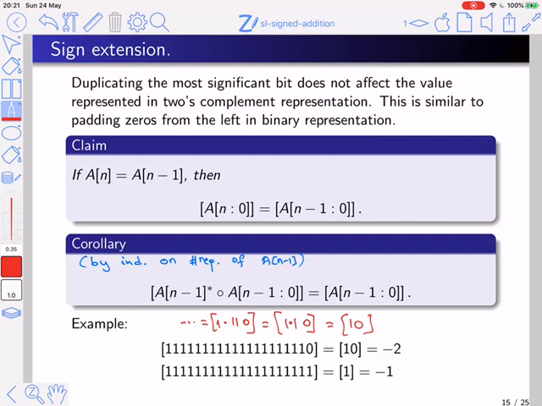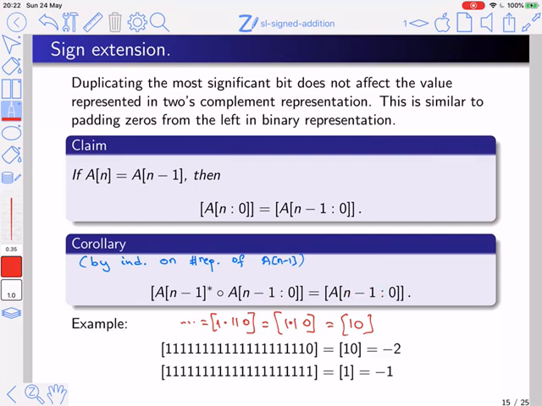Before we see an example, let's see a corollary. By duplicating the most significant bit again and again and again, we get by induction on the number of repetitions of the most significant bit that the number represented by any number of repetitions of the most significant bit is the same as the original number represented by A.